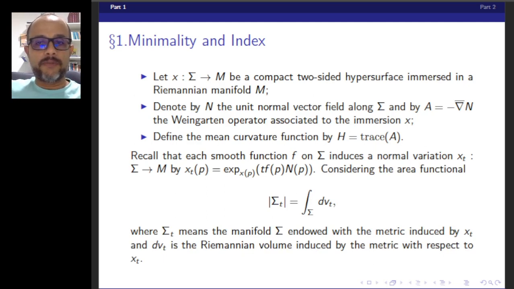The formula for it is given by this integral on sigma. Sigma_t means the manifold sigma with the metric induced by X_t, and dv_t is the Riemannian volume induced by such metric.